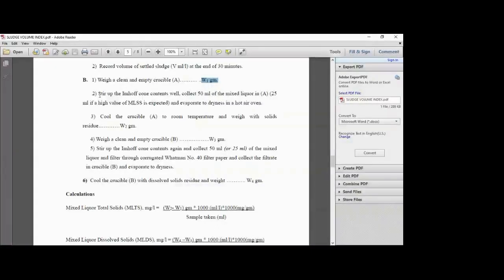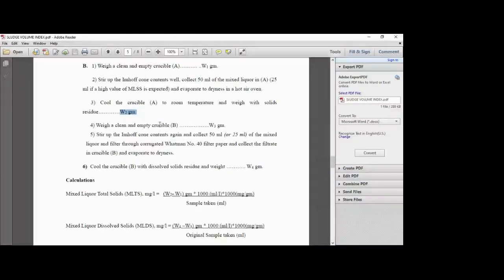We are going to stir the content in the Imhoff cone, right? So stir properly and then take the sample. We can take either 50 ml or 25 ml depending upon the expected solids. Then we keep this sample in the crucible in the hot air oven for the water to evaporate. After the water has evaporated, we cool the crucible and take the weight of the crucible along with the solids, and we'll call it W2 gram.